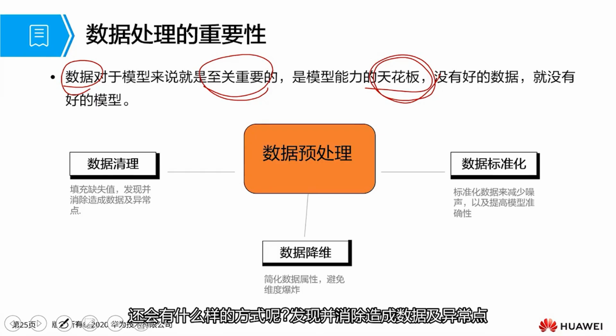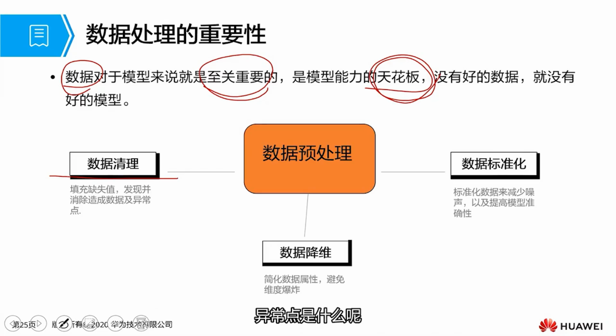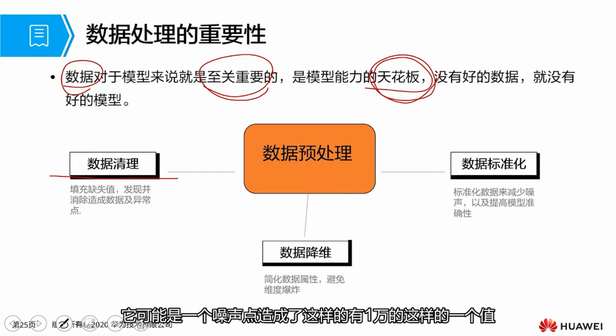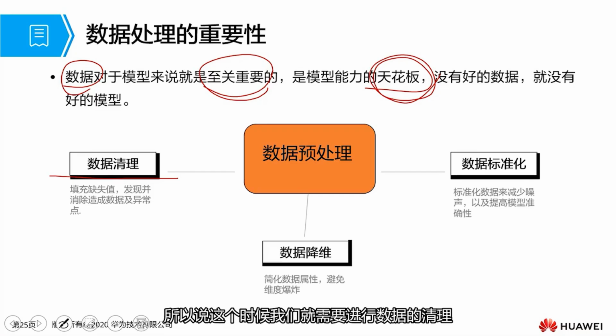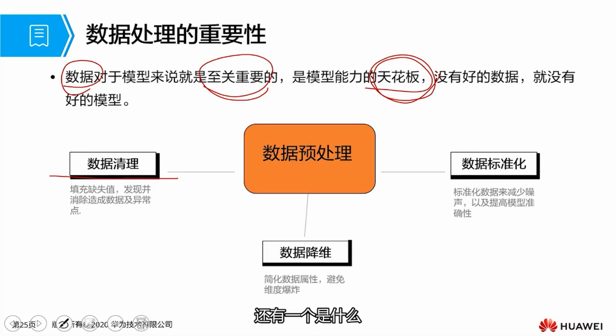Discover and eliminate the causes of abnormal points in the data. What is an outlier? For example, 1, 5, 7, with a 1 in the middle. That is a normal piece of data. But it will be found that there are actually some issues with this place. It might be a noise point, for example a value of 10,000 like this. So at this point we need to clean the data.